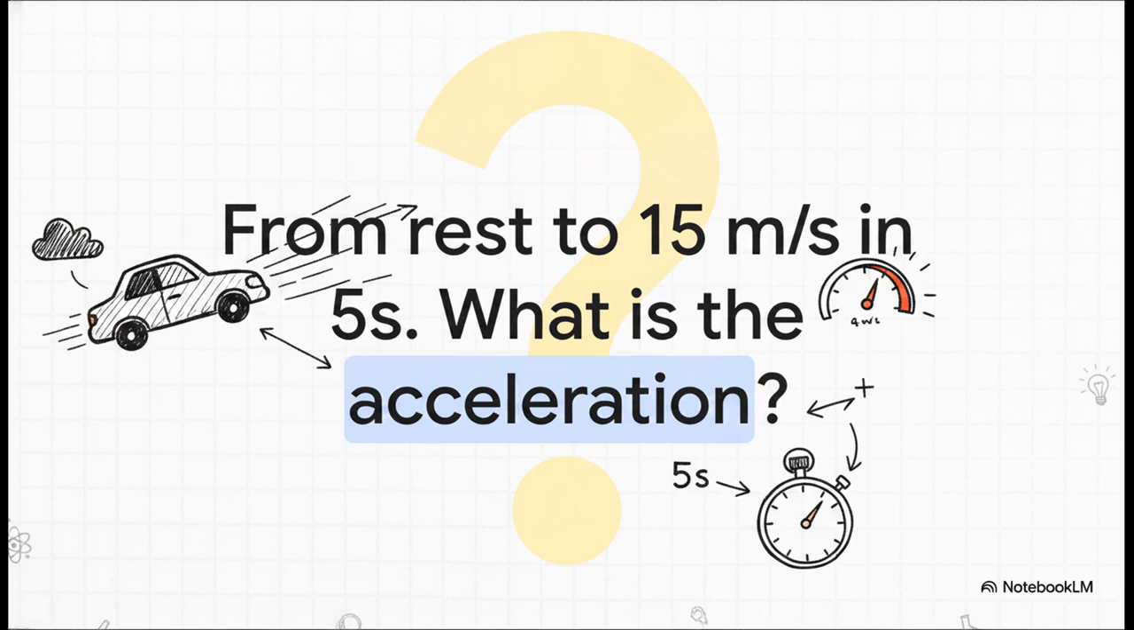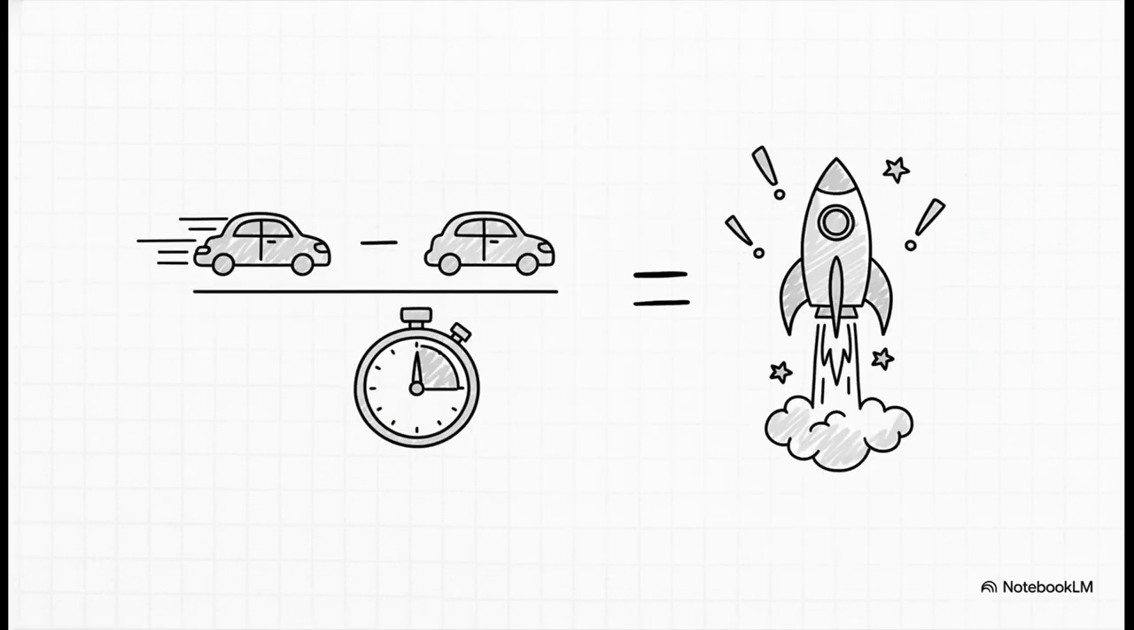Let's look at another actual practice question to really lock in this acceleration concept. A car accelerates from rest at a constant rate for 5 seconds. What is its acceleration if it reaches a final velocity of 15 meters per second? I'll give you a moment to think about it. Oh, and remember, that phrase, from rest, is a major clue. It literally means the starting speed was 0. And the answer is 3 meters per second squared.